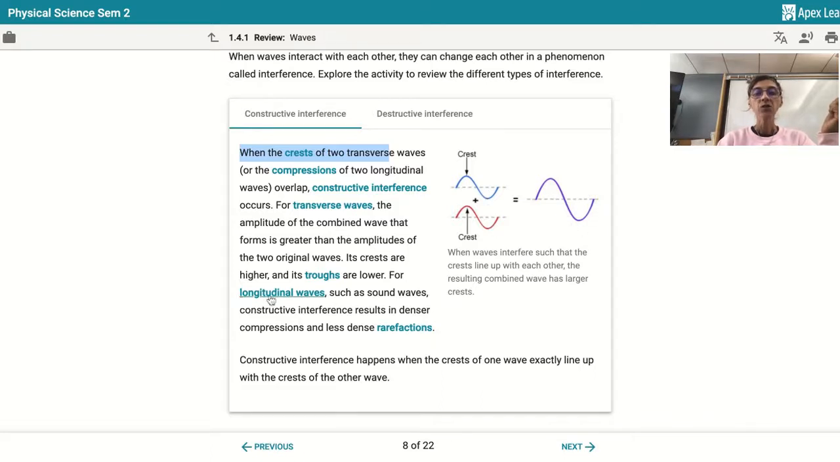Now, for longitudinal waves, so remember those are the slinky type of waves, the way sound travels, constructive interference results in denser compressions. That means you just get a louder sound, okay?